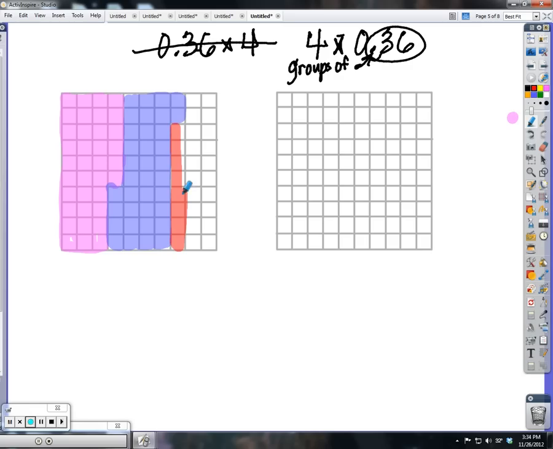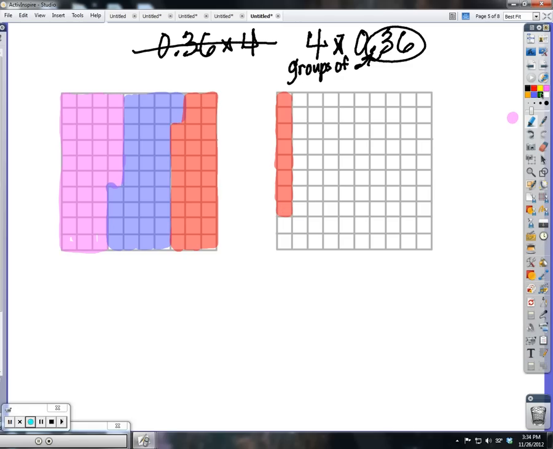So I have 8. This would make 18. This would make 28. But now I've run out. So 28, and I need to go to the next grid of 100. 28, 29, 30, 31, 32, 33, 34, 35, 36. There's my third group of 36/100ths.